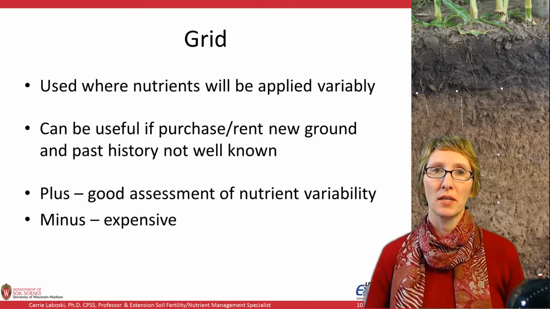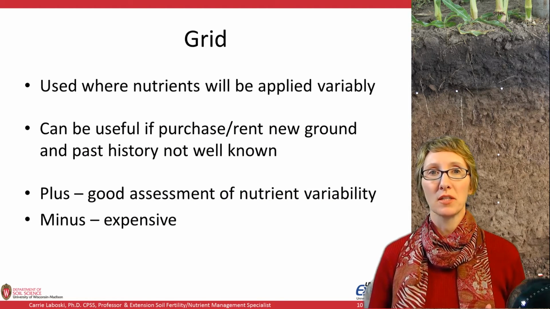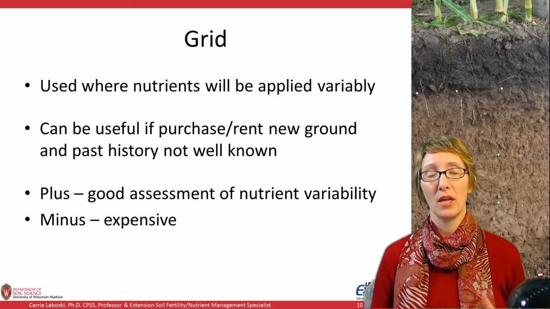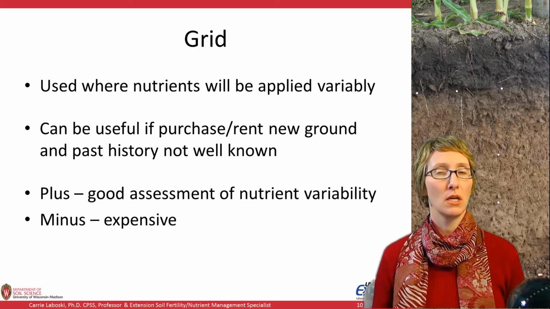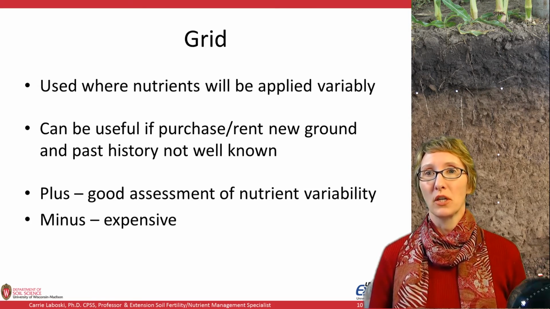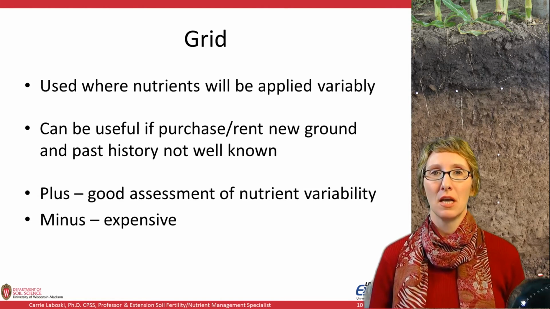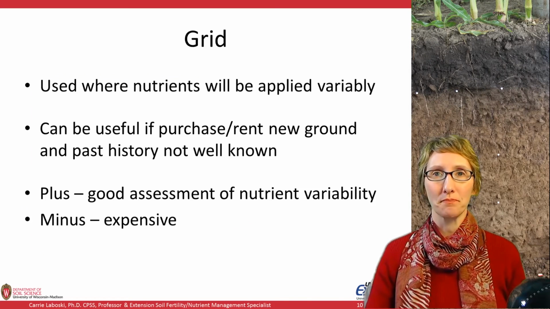Now, if we move into grid soil sampling, this is used where you're going to be applying nutrients variably. As I briefly mentioned before, it's very important if you're looking at purchasing new ground, or renting ground that you haven't had, where the past isn't well known. It gives you a good sense of variation in soil test levels, so you can make a decision about what you want to do about that. Some of the pluses of grid sampling is it is a pretty good assessment of nutrient variability when it's done properly. The minus is when done properly, it's expensive. So there's some distinct trade-offs here.